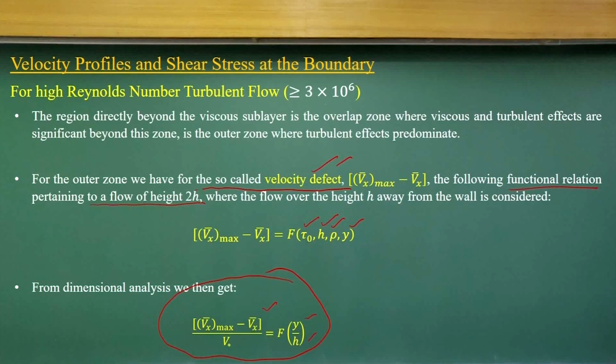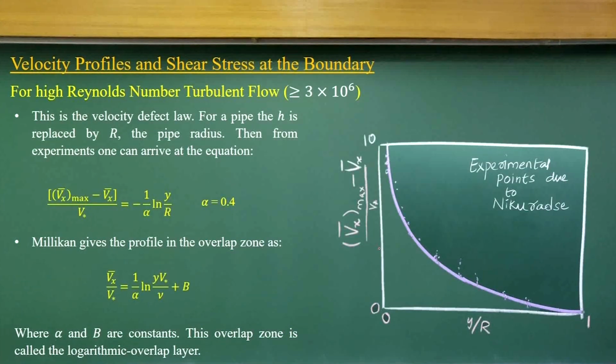Now, if you put it in highly turbulent flow, this region is called the velocity defect law, and h is replaced by r, the pipe radius. Then you can have these experimentally derived components, and this alpha will be equal to 0.4. This is the time average velocity component, and this is the spatial average velocity component, how they are fluctuating with the shear velocity. In the overlap zones you will have this equation.